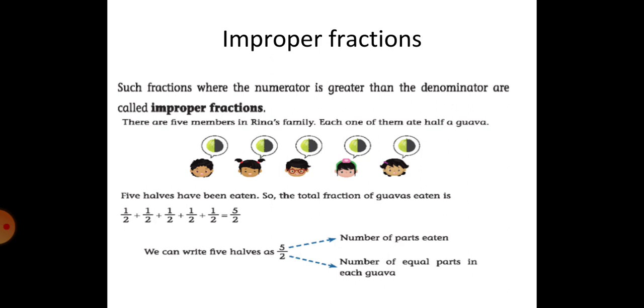So, how many have they eaten? 5 parts they ate. So what is the total number of equal parts in each guava? So, in each how many are there and how many have they eaten? Yes, so the numerator is now bigger than the denominator, so it is an improper fraction.